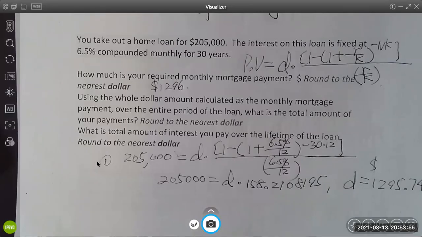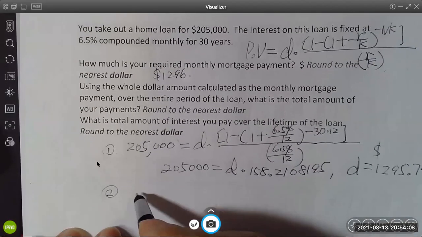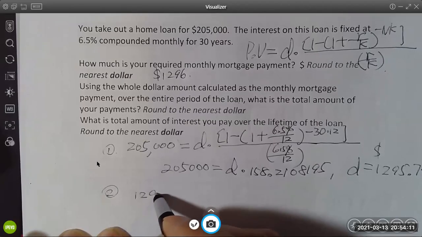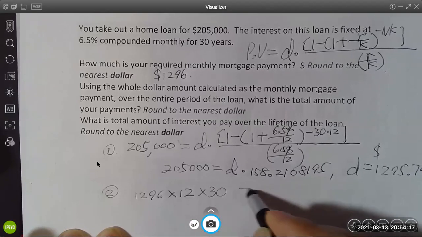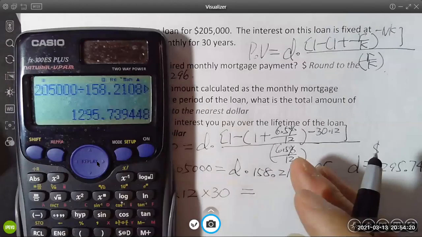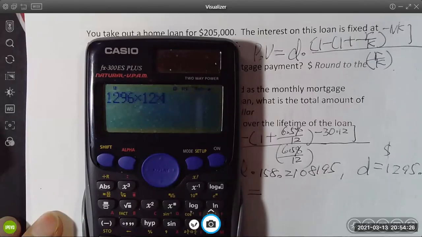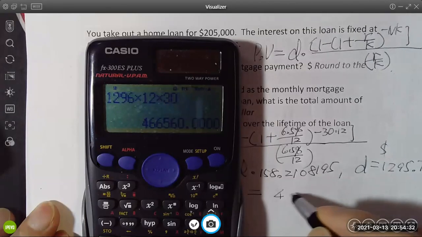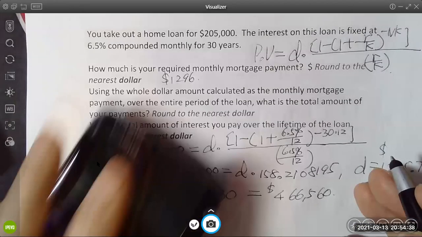Calculate the monthly mortgage payment over the entire period. That means total payment, out-of-pocket payment, and that's relatively easy because we pay $1,296, the whole dollar amount, a month, there are 12 months in a year, and we have 30 years. So let's do that. 1,296 times 12 times 30 equals 466,560, and that is the total amount.